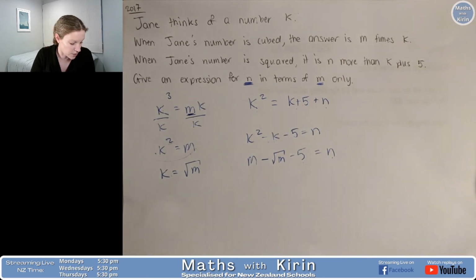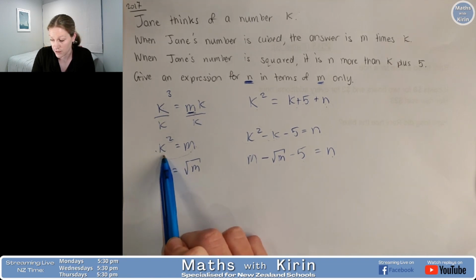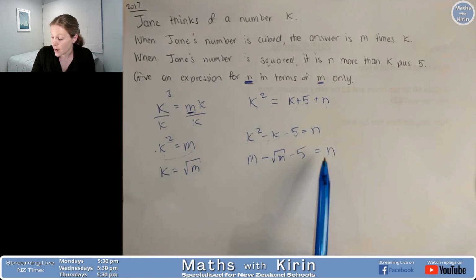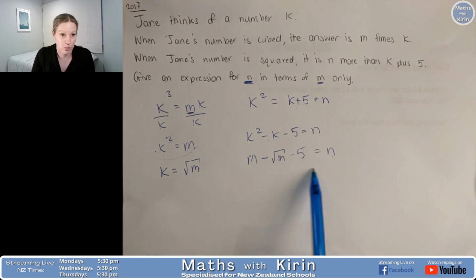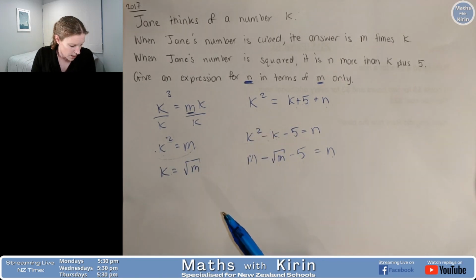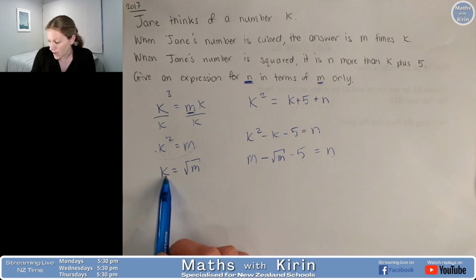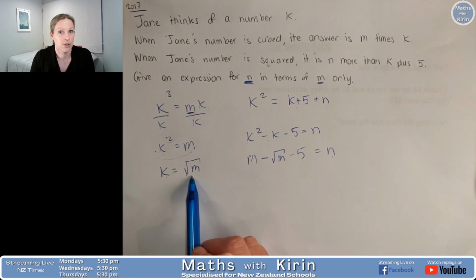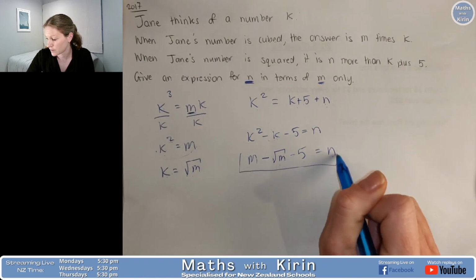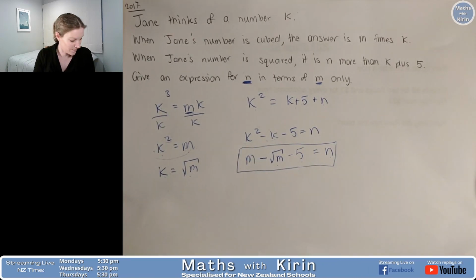Okay, for merit, you need to do 3 of those things. Okay, so finding k squared is equal to m, finding k squared is equal to k plus 5 plus n, finding a consistent expression for n, given that something's gone wrong somewhere, or writing k equals the square root of m. That's the other thing you can do. Okay, so 3 of those 4 things would give you merit. Okay, and excellence is all the way through to this final step here.